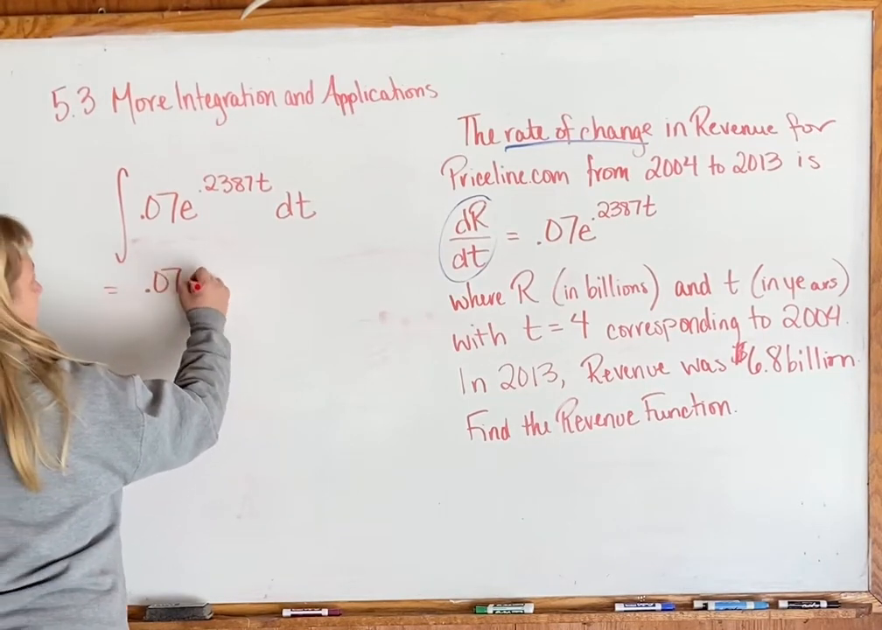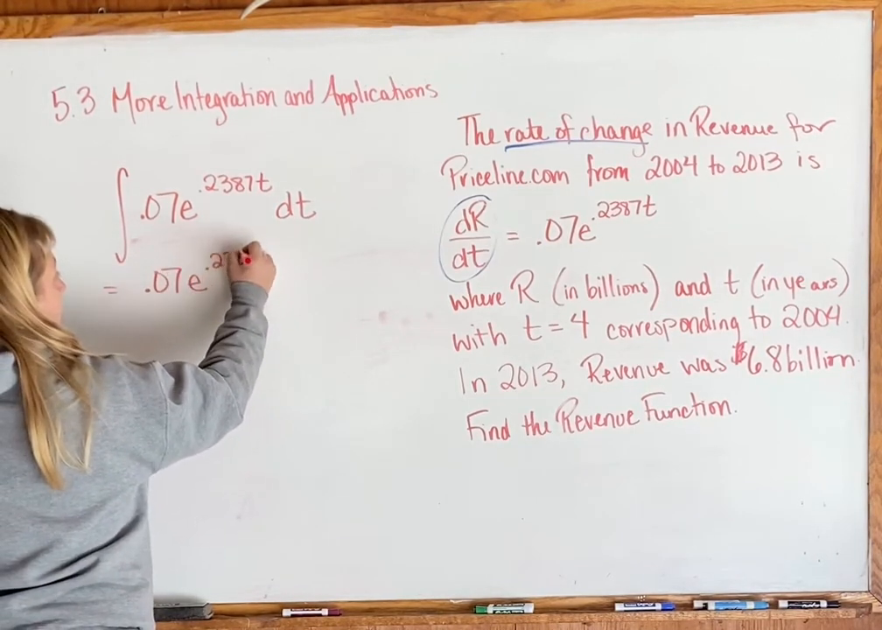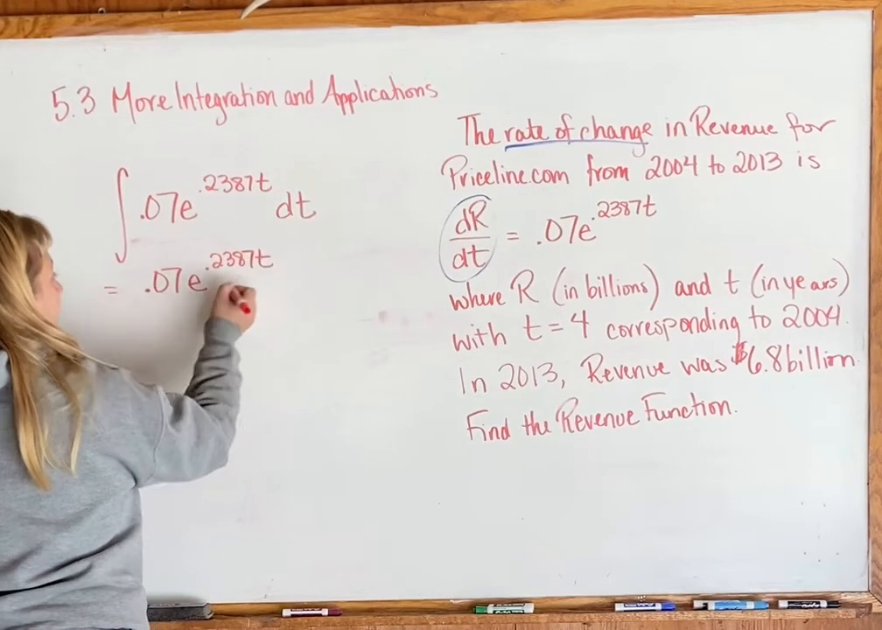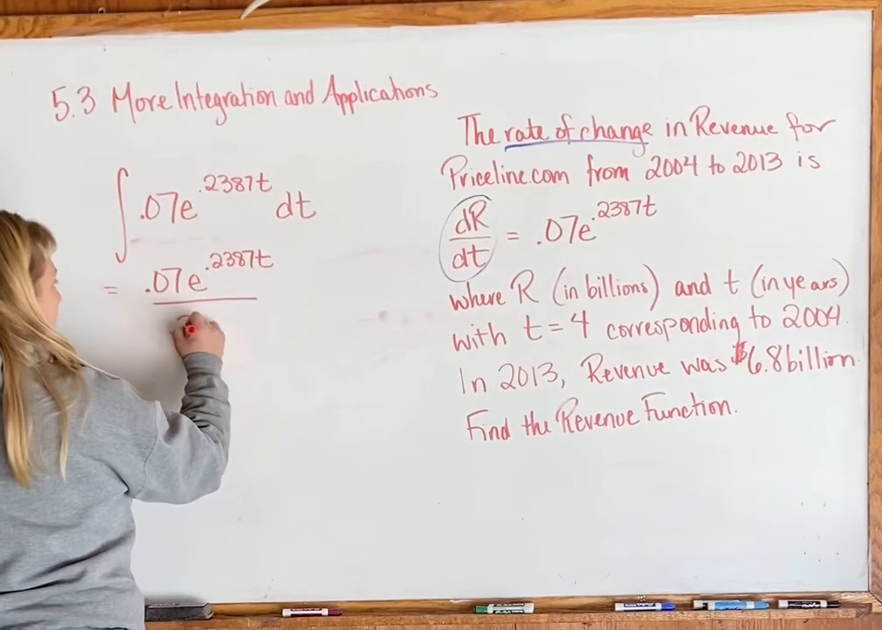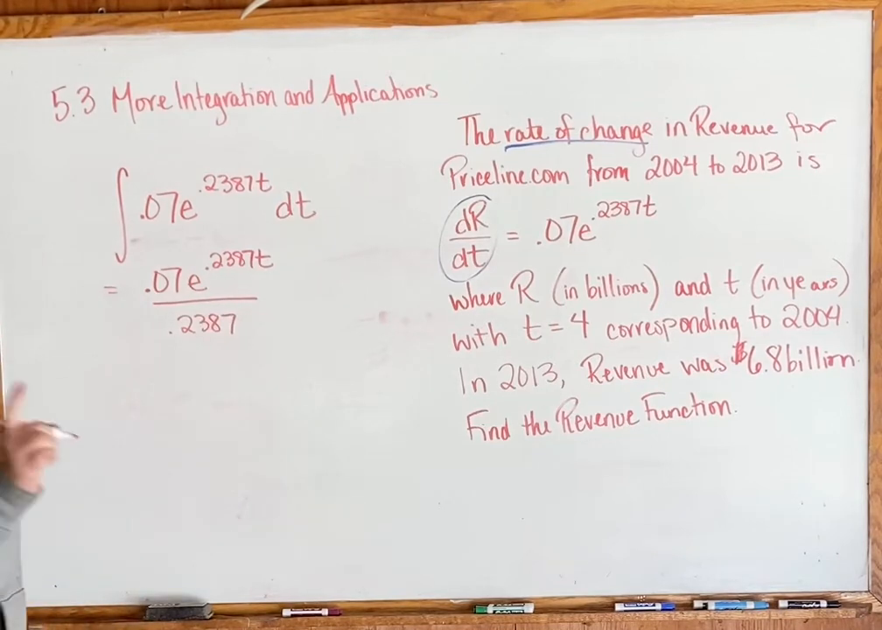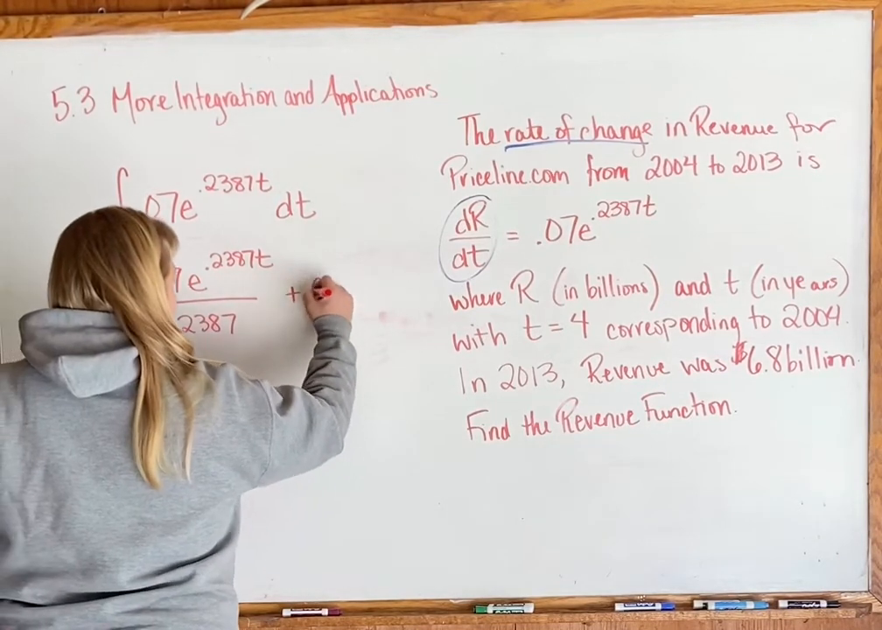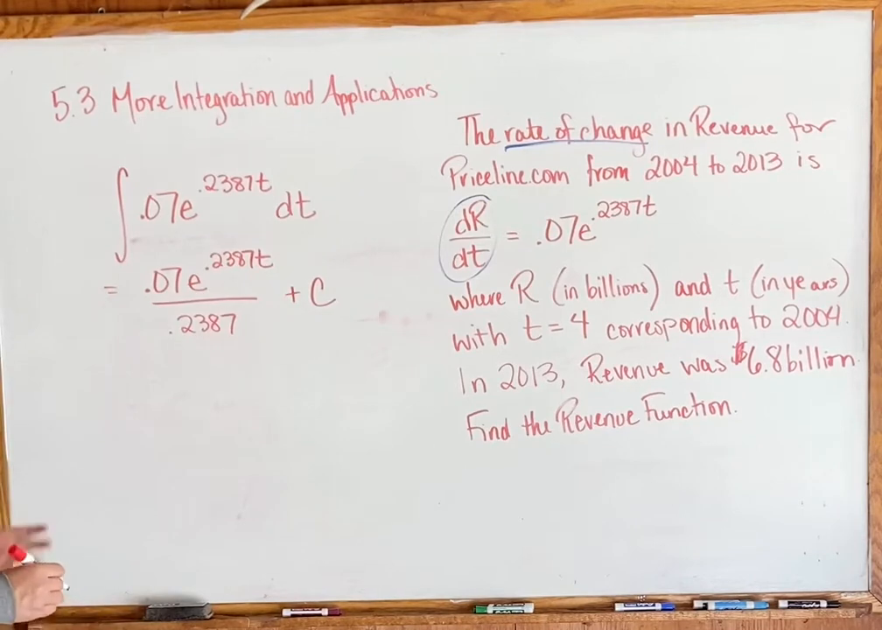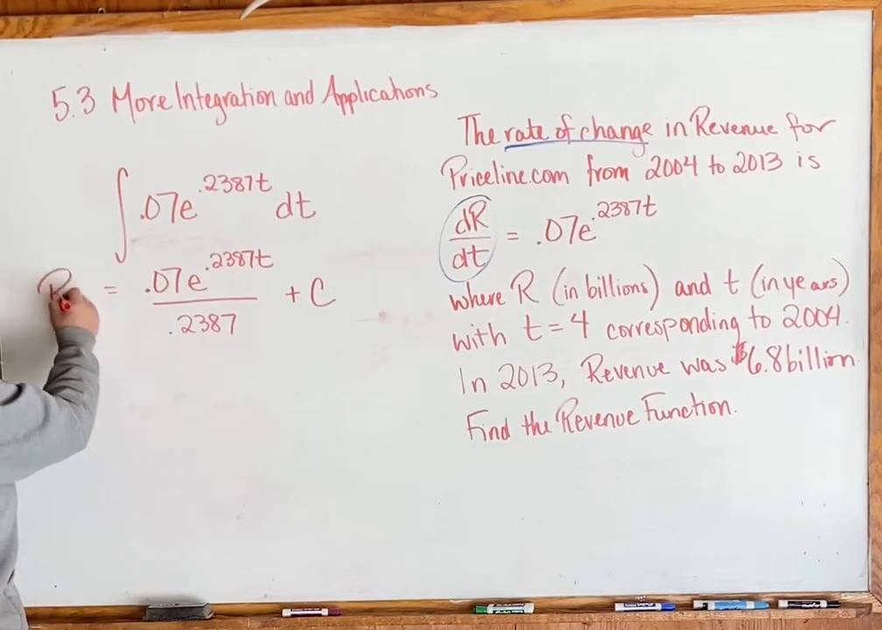So 0.07 e to the 0.2387t divided by 0.2387. And then don't forget your plus c. So we have found the antiderivative, which means that this guy right here is the revenue function.